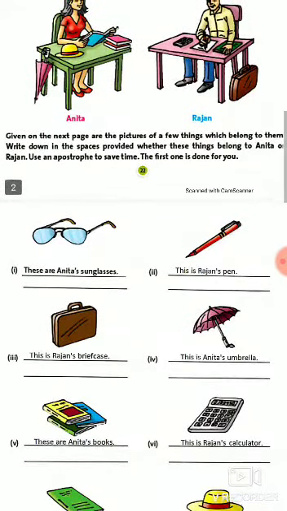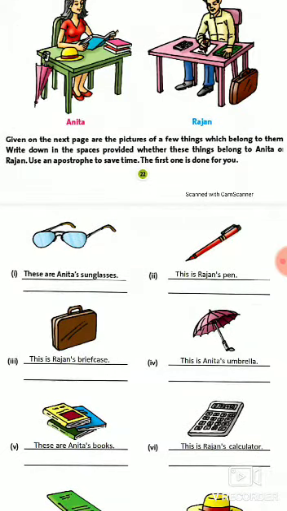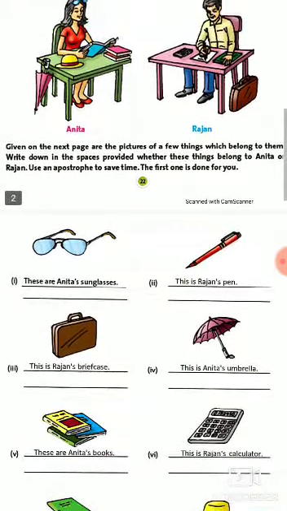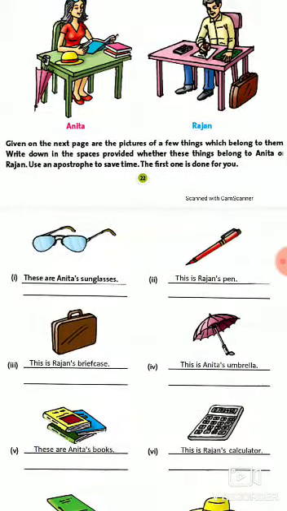The next picture is of a briefcase. Whose briefcase is this? This is Rajan's briefcase, which Rajan has kept beside the table. Whose umbrella is this? This is Anita's umbrella, which is kept beside the table. Whose books are these? These are Anita's books, because we can see these books on Anita's table. Whose calculator is this? This is Rajan's calculator, which we can see on Rajan's table.